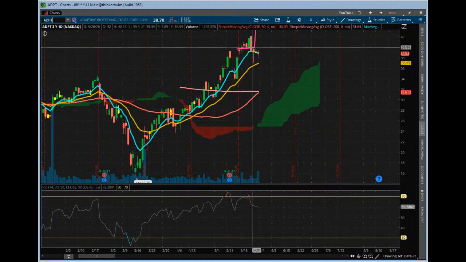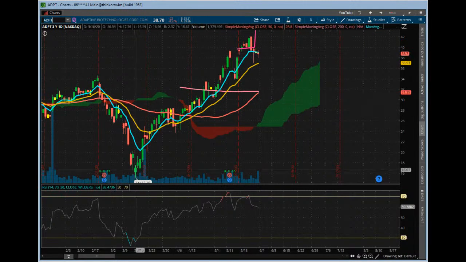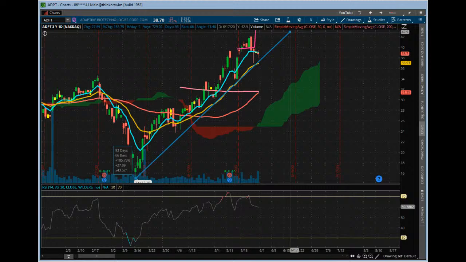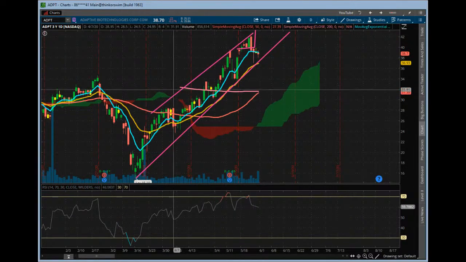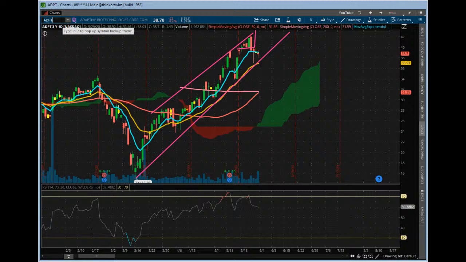So good stuff. ADPT, Adaptive Biotechnologies. Very interesting. Really tight right here. It's definitely trying to hold trend right here. So, bullish, right? Nice channel up. So see if that can continue to hold right there. Just be careful, it's a pharma-ish name. So biotech, always caution warranted there.